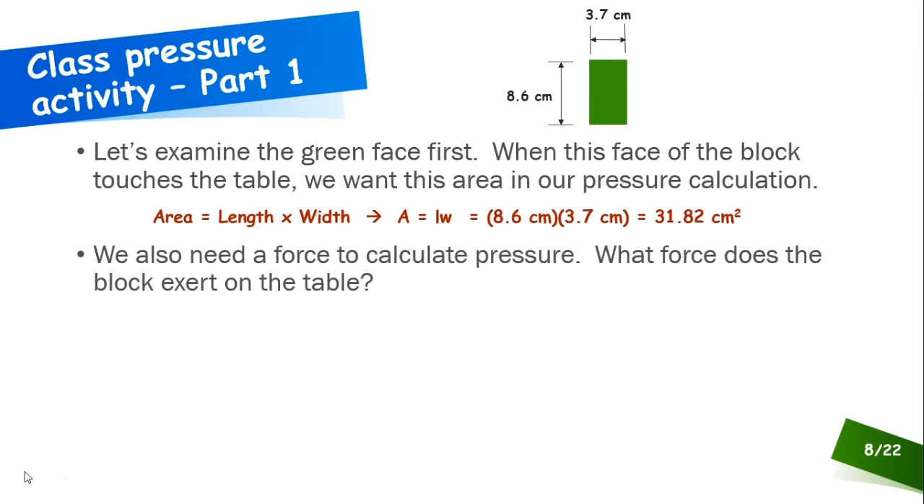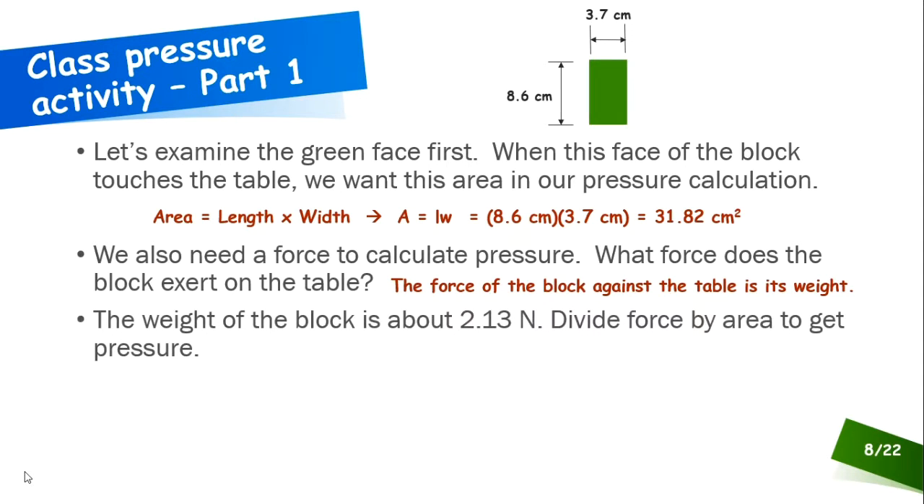We also need a force to calculate pressure. So what force is the block exerting on the table? Well, I hope you said it's the weight. The weight of the block is what is being exerted there against the table. So let's say the weight of the block is 2.13 newtons. So we're going to divide force by area to get pressure. Pressure is force divided by area. Take the force, 2.13 newtons, divide by the area, 31.82 square centimeters, and we get 0.06694 newtons per square centimeter.